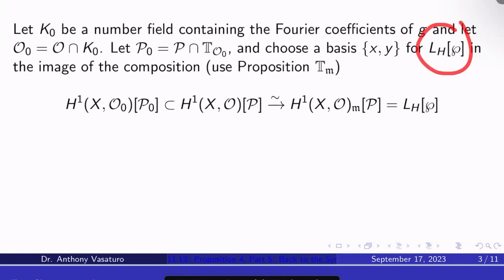Again, this LH module was described last video. So which composition am I talking about? The composition is H1(X, O_0) bracket P_0, which lives inside H1(X, O) bracket P. Now, that's isomorphic by the proposition to T sub M with H1(X, O) localized at M bracket P, which is just by definition LH bracket W_P. And so the composition I'm talking about here, whose image I want you to choose a basis xy for, is the image of this guy here. Okay, so let's keep going.